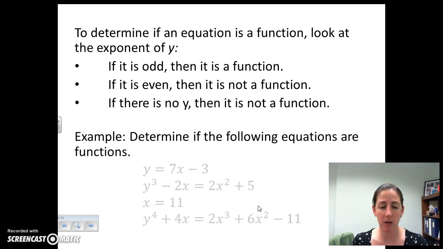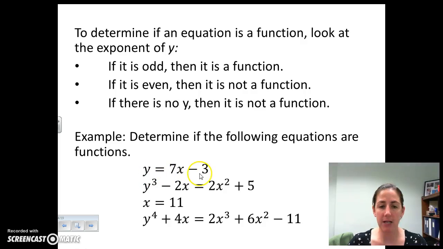So let's look at these following equations. Y equals 7x minus 3. This is a y equals mx plus b. It makes a nice slanted line. A slanted line will pass the vertical line test. It is a function. But also the exponent of y is 1. 1 is odd. It is a function.